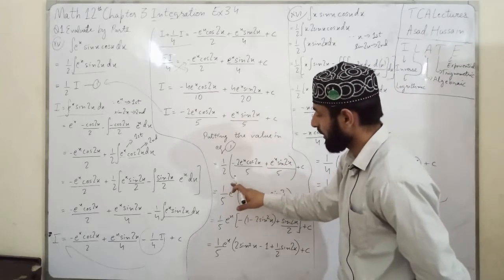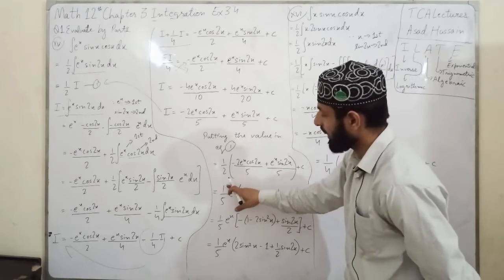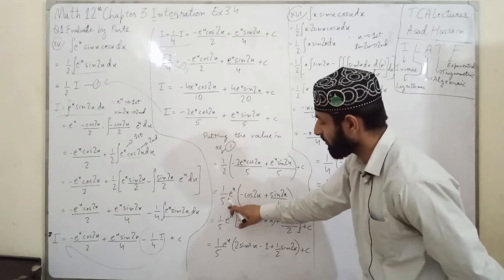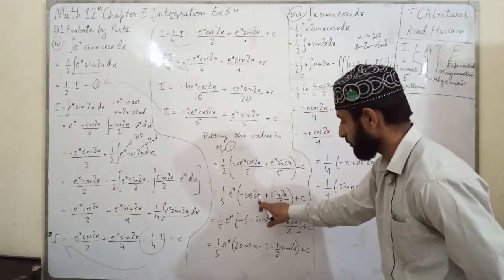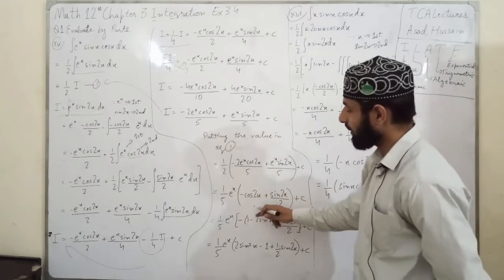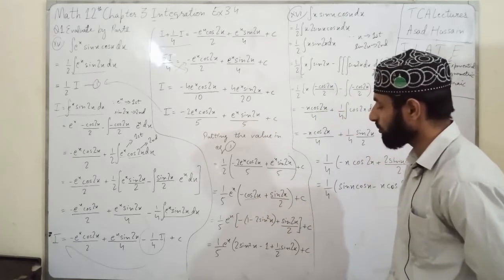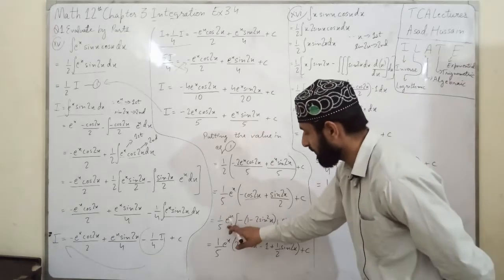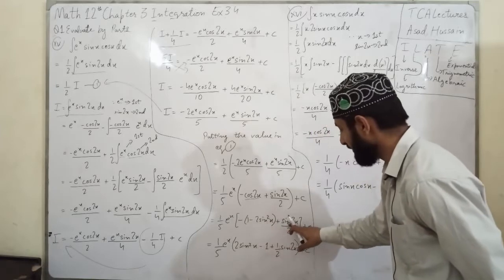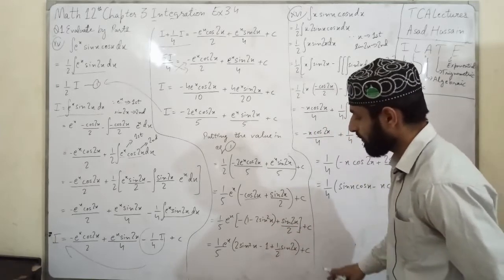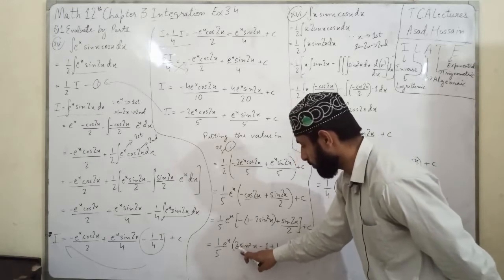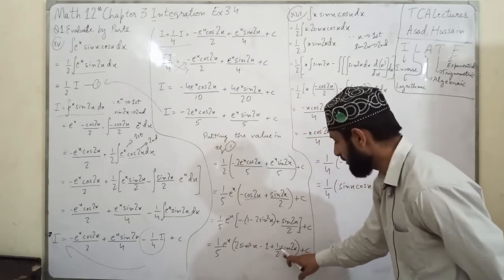Taking e^x as common and 5 as common, we get 1/5. The 2 will be cancelled by this 2, so it can be written as 1/5 e^x into negative cos 2x plus sin 2x by 2 plus c. Substituting the value of cos 2x, which is 1 minus 2 sin square x, we get 1/5 e^x into negative 1 minus 2 sin square x plus sin 2x over 2 plus c, which can be further simplified as 1/5 e^x into 2 sin square x negative 1 positive 1/2 sin 2x plus c.